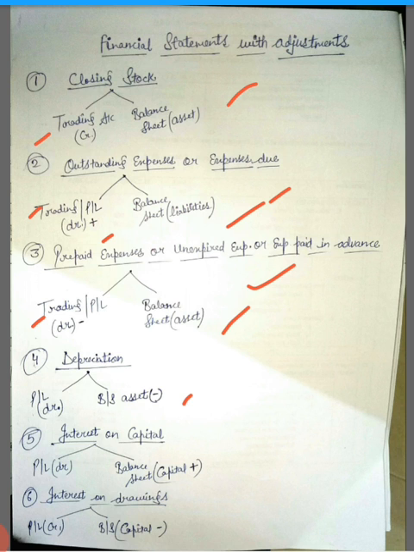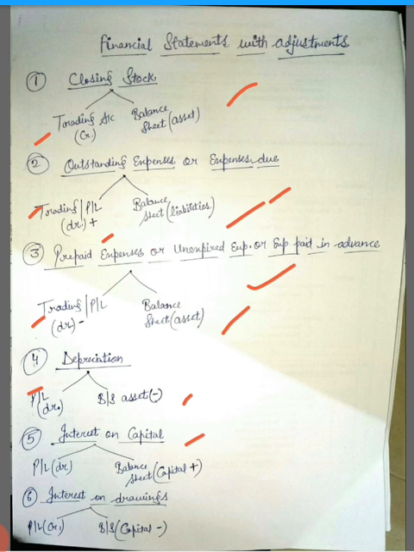Then the next adjustment is depreciation. What is the meaning of depreciation? As you all know, depreciation is a gradual and continuous decrease in the value of a fixed asset. So this is also our expense, a non-cash expense. We will record it on the debit side of the profit and loss account, and the second effect, we will deduct this depreciation from the concerned asset in the balance sheet. We show all the assets in the balance sheet and the depreciation will be deducted there.